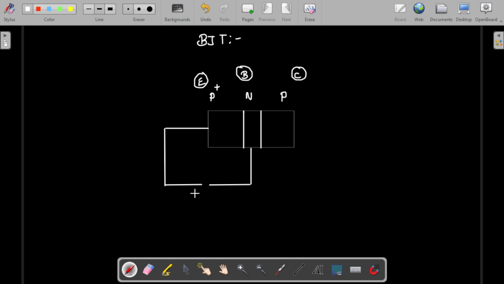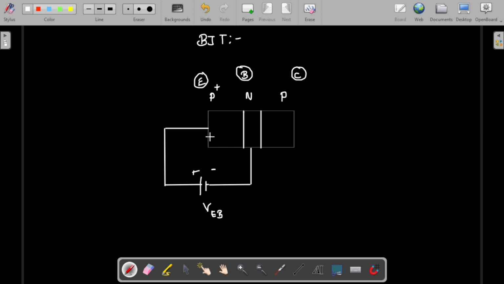Here let me connect P to P and N to N, meaning this is the positive and this is the negative that we are connecting. This is for the supply, plus minus, this is a voltage across E and B. So we'll name it VEB. These are the potential names, that is VEB.